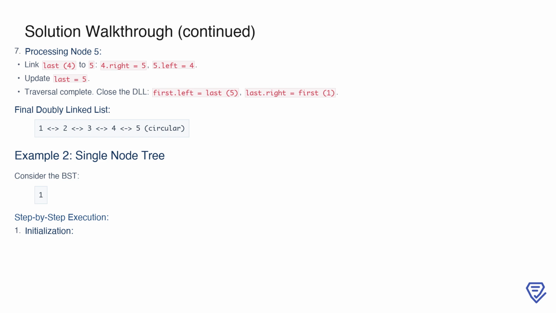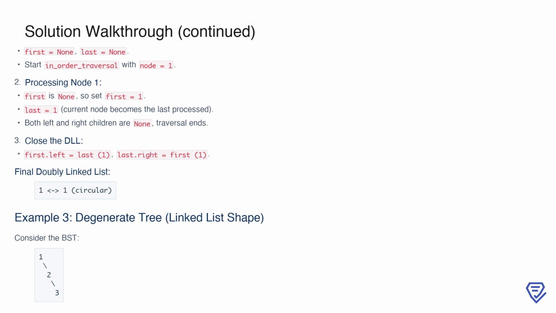To finalize the doubly linked list, we make it circular by connecting the ends. We set first.left to last, so node 1's left pointer references node 5, and last.right to first, so node 5's right pointer references node 1. The resulting doubly linked list is circular and sorted as follows: 1-2-3-4-5. Now, consider a simpler case where the binary search tree has only a single node, 1.